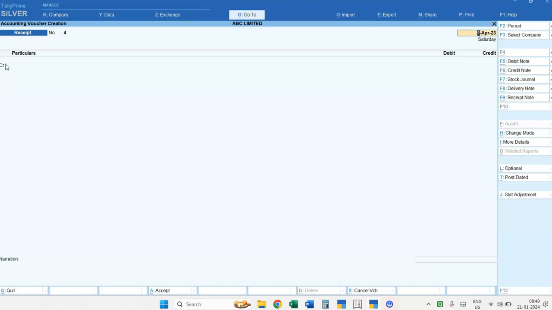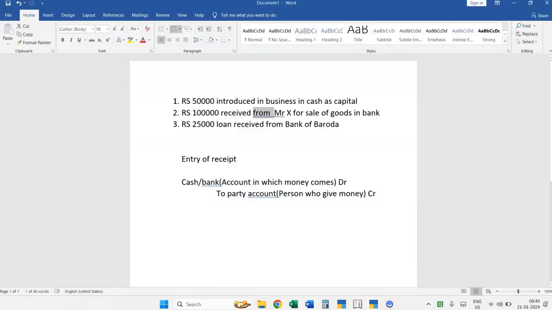Now again I am making the entry for the third transaction. The third transaction is rupees 25,000 received from Bank of Baroda as a loan. So the loan account will be credited, because it is the Bank of Baroda loan account, the person who is giving me money will be credited, and money is coming into my bank account, that is, the bank account in which it appears will be debited. So what will be the entry?